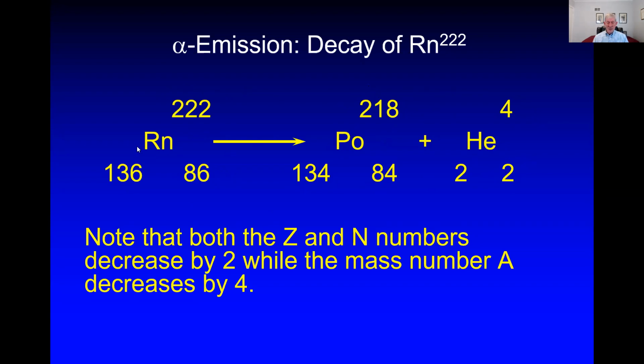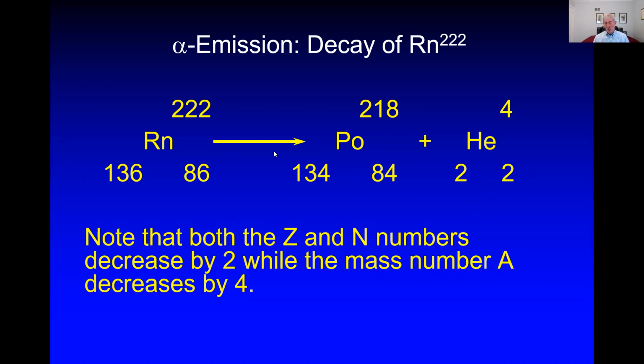So when this happened, note what happened. It went from 86 to 84, so it lost 2 protons. Went from 136 to 134, so it lost 2 neutrons, but the impact on the ratio changed. It didn't change much, but it changed. We'll see a calculation shortly.